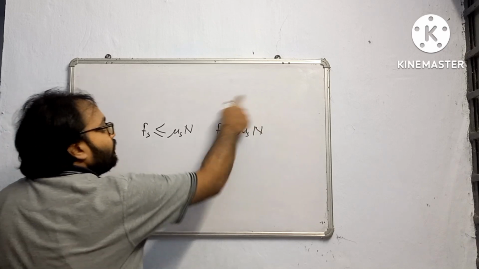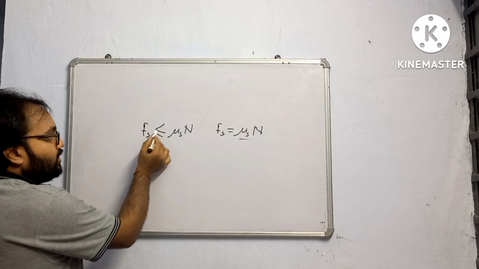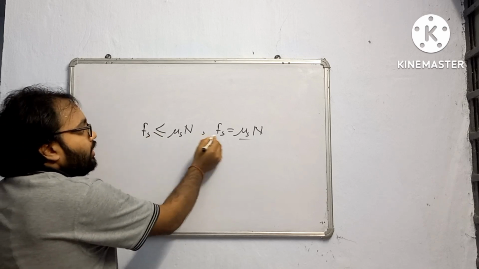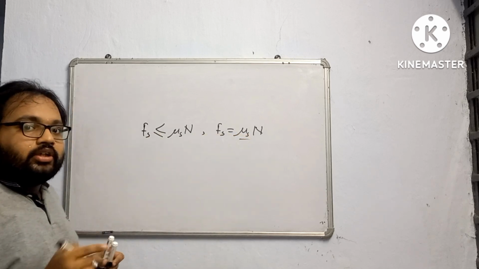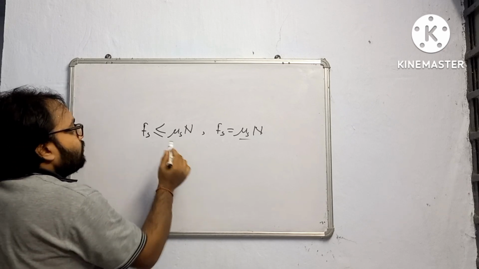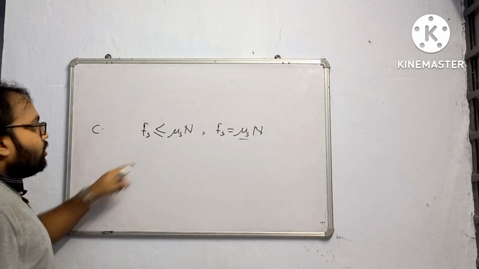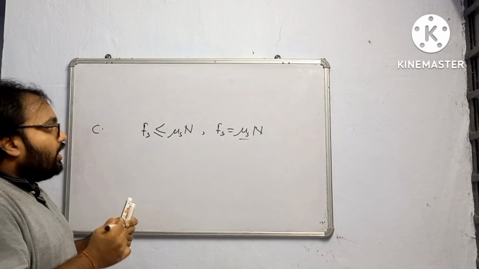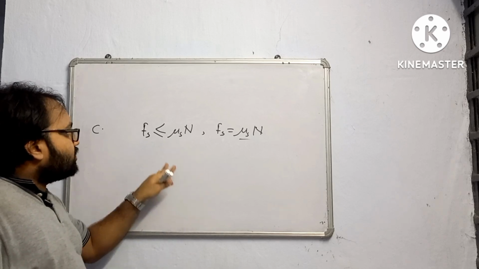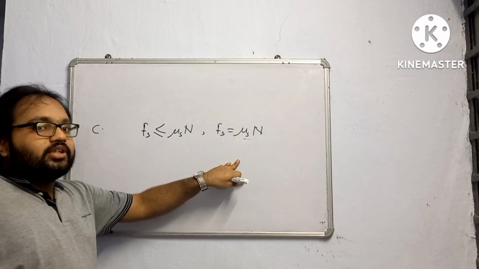If maximum friction is being applied, then only this thing, otherwise less than. So that's why Fs is less than or equal to mu Sn, and Fs is equal to mu Sn when maximum force is applied. So the option that is saying this, which option is saying this? Let me see. C. C option will be your correct answer. I have explained this. Fs is less than or equal to mu Sn, and Fs is equal to mu Sn in the case of maximum force.